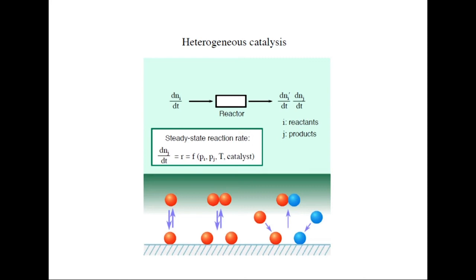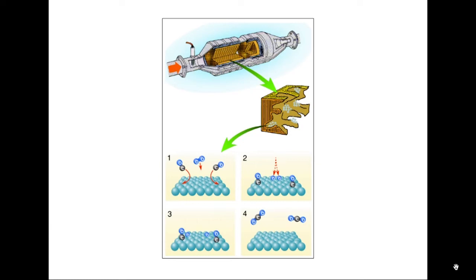And in this case, if you have a continuous flow of reacting molecules in, we will also have a continuous number of product molecules flying out. And the reaction rate depends on the external parameters, the temperature, and the concentrations of the reacting particles and the catalyst itself. For example, your car exhaust catalyst is of this type.